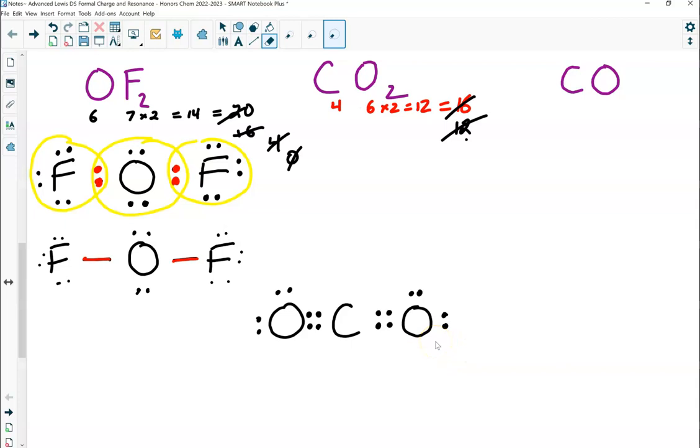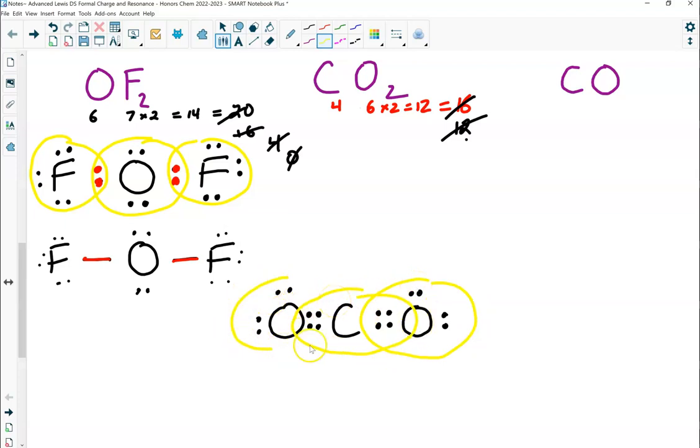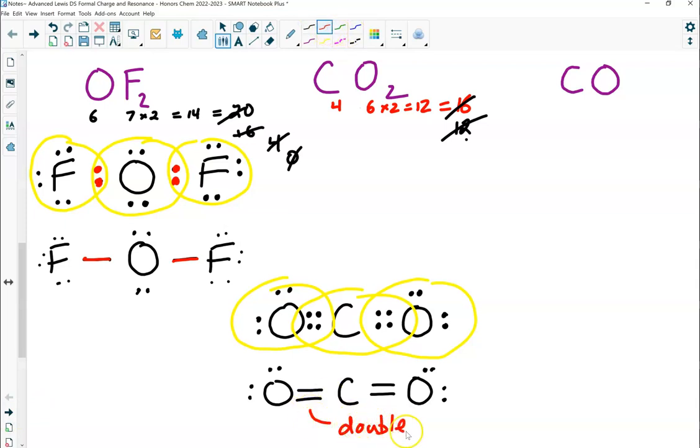And now you're going to do your octet check. So does oxygen think it has 8? Yes. Does carbon think it has 8? Yes. Does this oxygen think it has 8? Yes. So we're going to write every shared pair gets a bond line. And then I'm going to write the unshared pairs here. Okay. And that is the final answer. These kind of bonds where you have a double share are called a double bond.